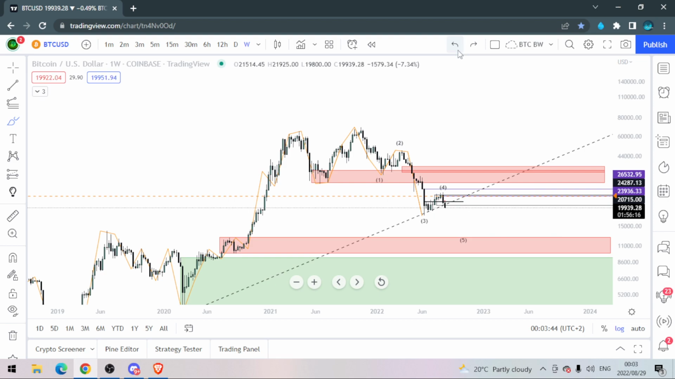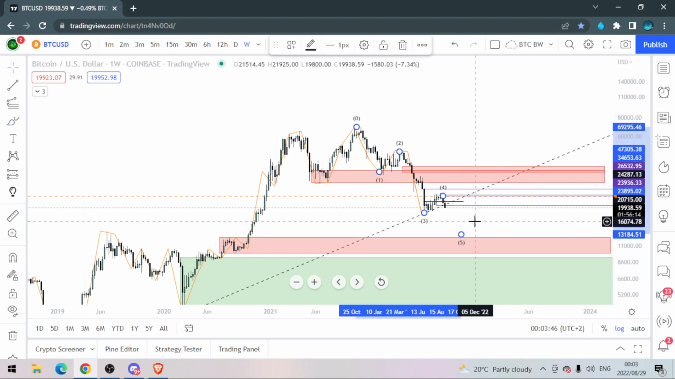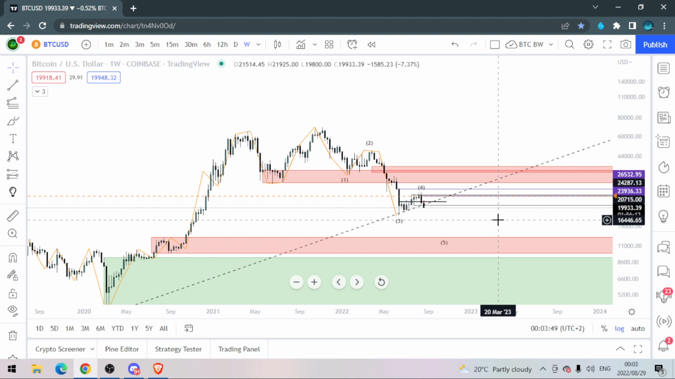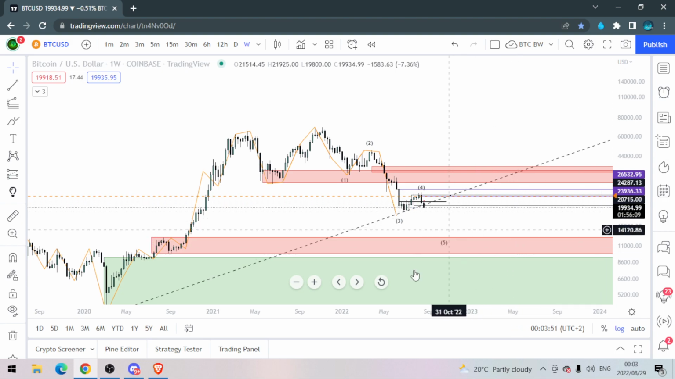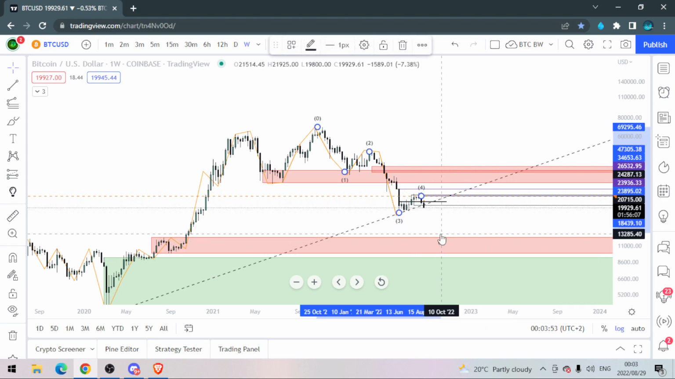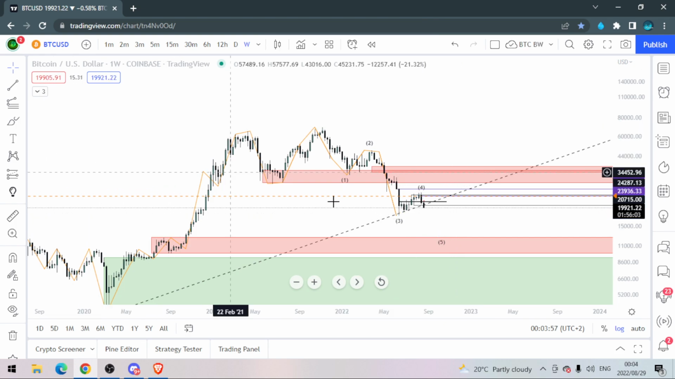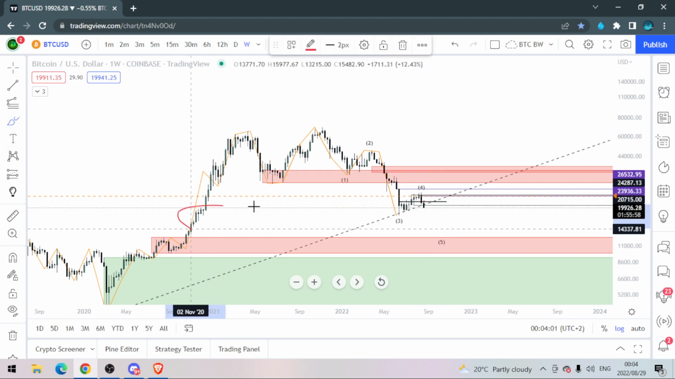Right now we'll play it by structure from a price action point of view, and until we start breaking structure and heading higher, there's no need for me or any one of us to think that BTC is bullish here. This is sort of a middle of nowhere, no man's land.